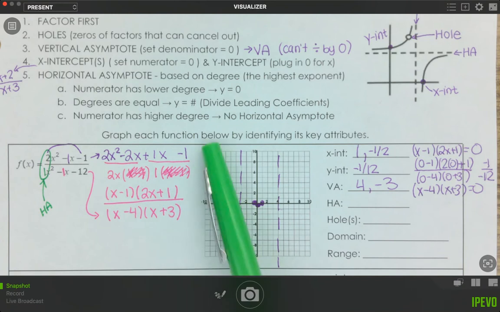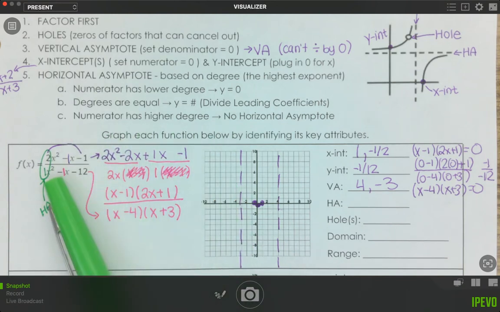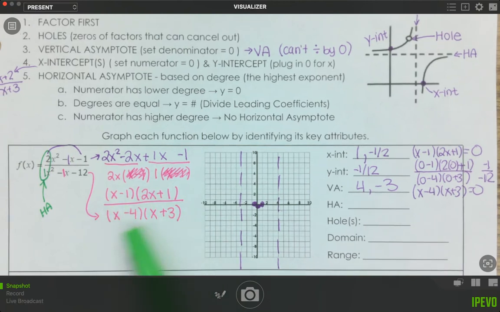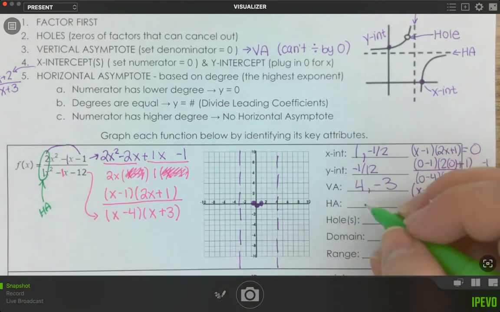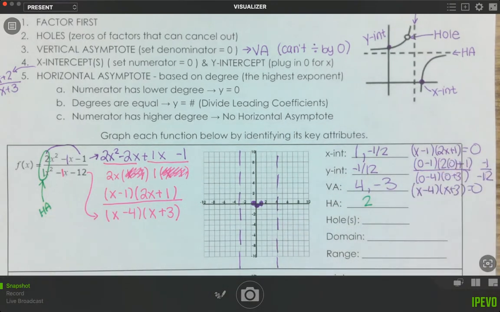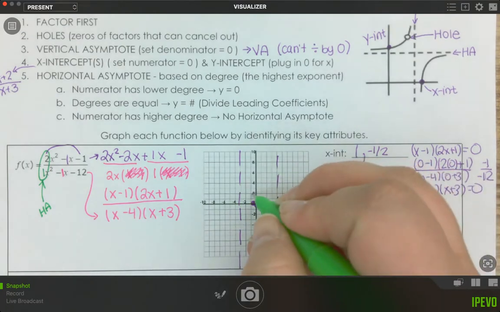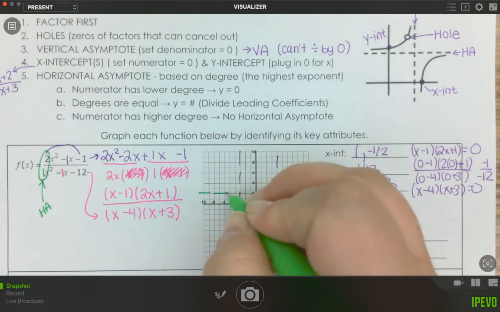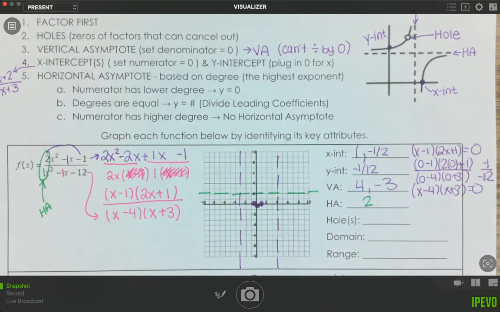So notice how, though I went back to the original, I did not use this right here because you can't see the degree and the leading coefficients from the factored form. It's the only thing you actually want the original for. So that's going to be at 2, which is a horizontal line at 2, like that.